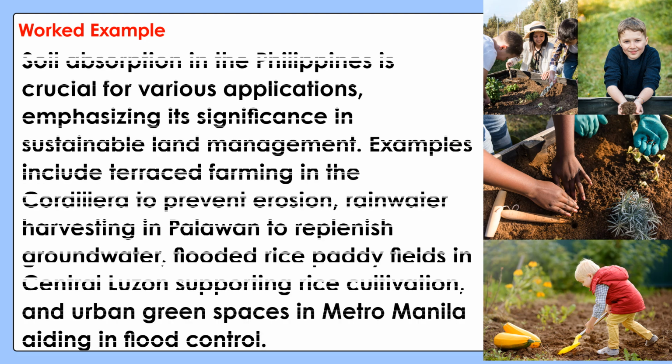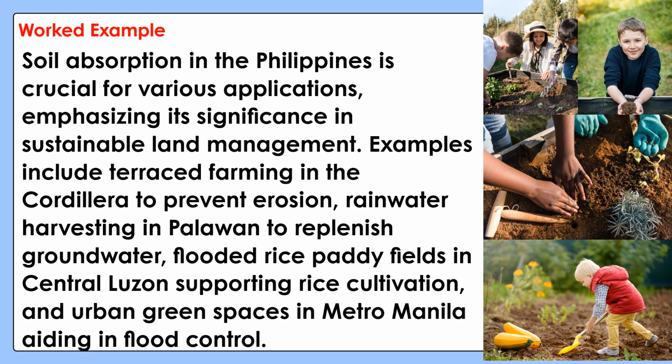Worked example. Soil absorption in the Philippines is crucial for various applications, emphasizing its significance in sustainable land management. Examples include terraced farming in the Cordillera to prevent erosion, rainwater harvesting in Palawan to replenish groundwater, flooded rice paddy fields in Central Luzon supporting rice cultivation, and urban green spaces in Metro Manila aiding in flood control.